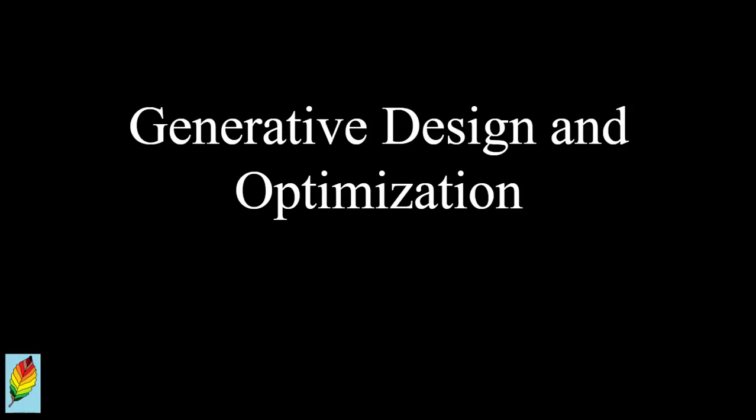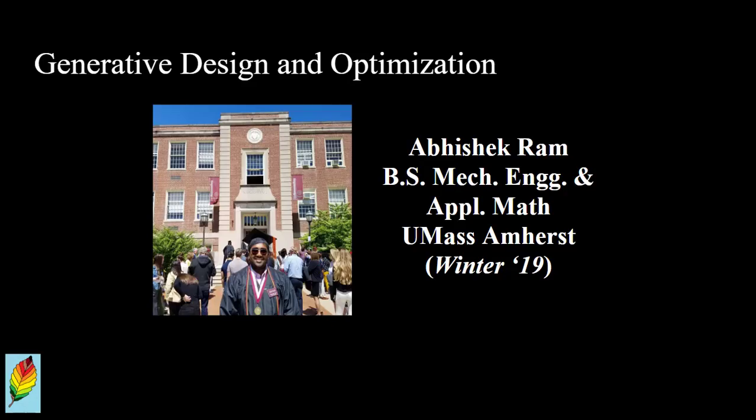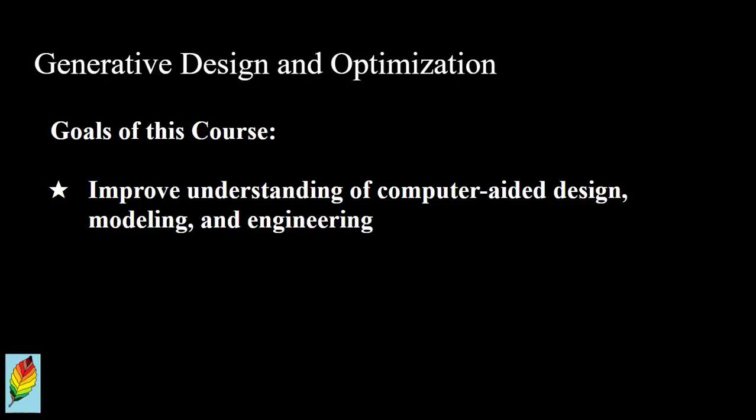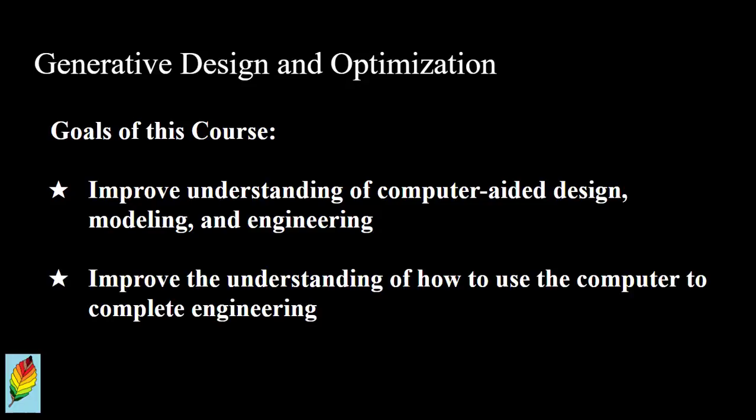With that, this completes the course on generative design and optimization. My name is Abhishek Ram, and I am a recent graduate of mechanical engineering from the University of Massachusetts Amherst. With the rise of scientific computing and mathematical modeling, it is becoming more vital for engineers of all types to be able to understand some basic tenets of computer-aided design, modeling, and engineering. As a result, I developed this course to offer an introduction to these topics at a level such that even high school students could comprehend and follow along. By introducing these first principles early on, the goal is to help improve young engineers' understandings of how to use the computer properly to aid in design and engineering.